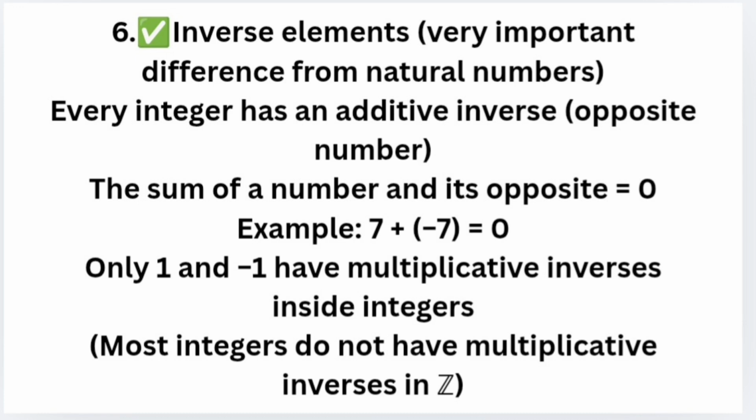Inverse elements, very important differences from natural numbers. Every integer has an additive inverse, or opposite number. The sum of a number and its opposite is equal to 0. For example, 7 plus negative 7 is equal to 0. Only 1 and negative 1 have multiplicative inverses inside integers. Most integers do not have multiplicative inverses in Z.